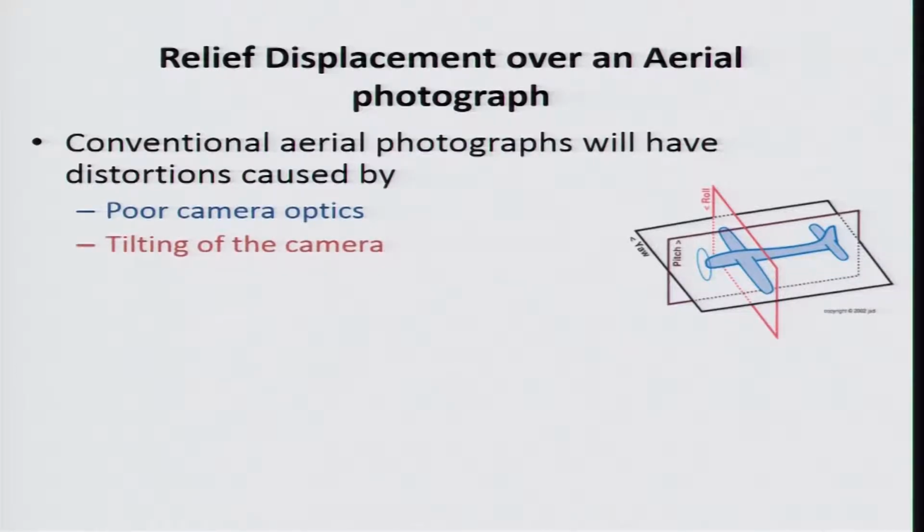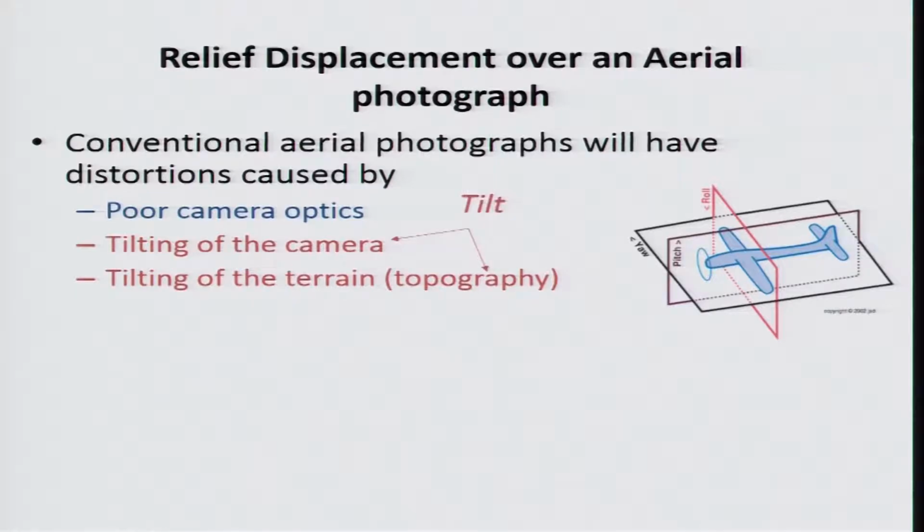Tilting of the camera. Now, tilting of the camera can also be added because of the rotation of the aircraft. Okay. Then tilting of terrain, because terrain will not be flat all through, it will have undulations. So, that will also result in some distortion. So, this will result in tilt.